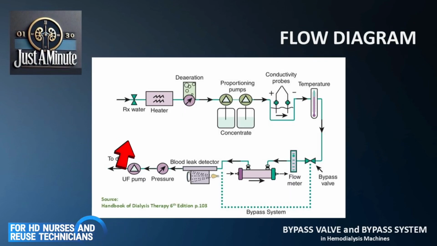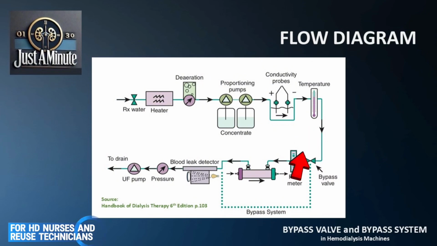The dialysate flow begins with purified water entering the hemodialysis machine. This water first passes through a heater where it is warmed to body temperature. Next, it moves into the deaeration chamber, where dissolved gases and bubbles are removed. From here, the water is mixed with dialysate concentrate by the proportioning pump, creating the final dialysate solution in the correct ratio. The solution then flows past conductivity probes and a temperature sensor. These continuously monitor the mixture, ensuring that both the composition and the temperature are safe for patient use.